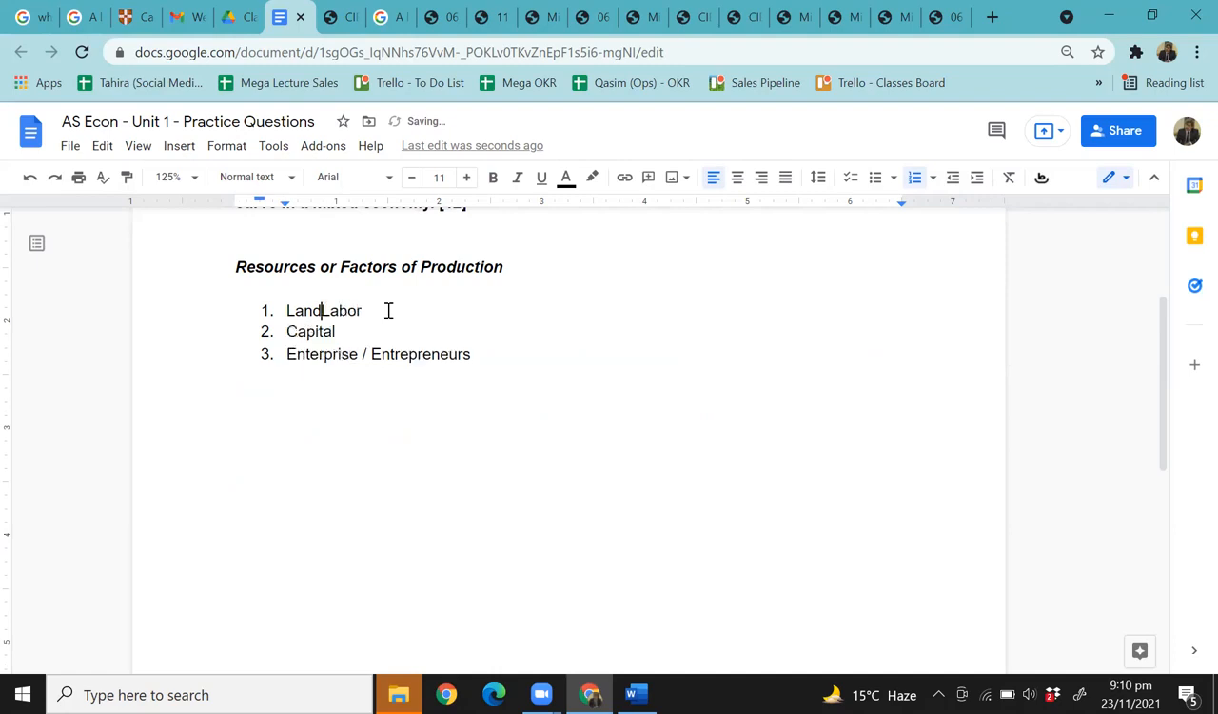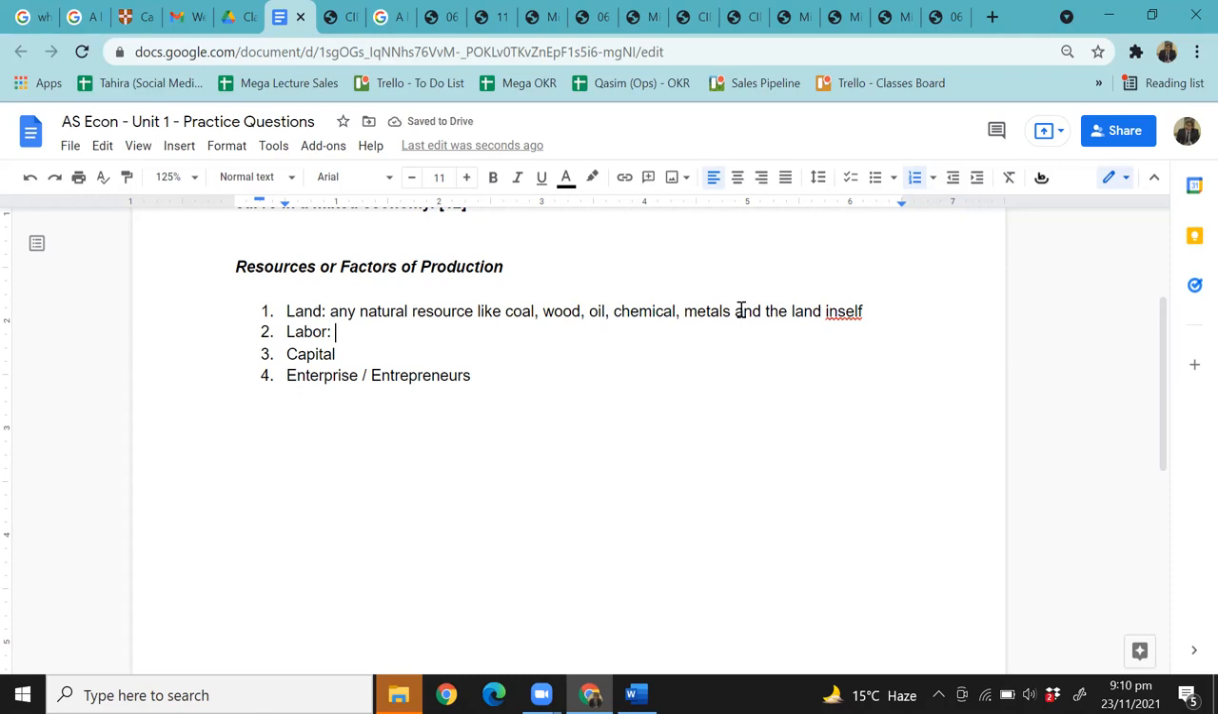Now, you are already familiar with the word land, but in economics it has a slightly different meaning. Land means any natural resource like coal, wood, oil, chemicals, metals. Anything that's a natural resource would be defined as land in economics. This is making sense, right? So land will include all natural resources. Now, what is labor?